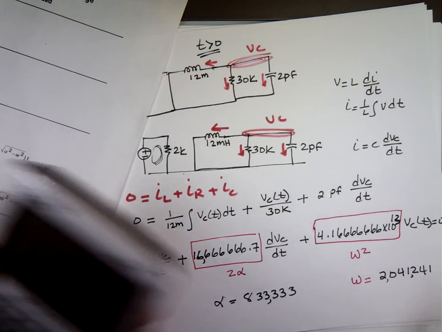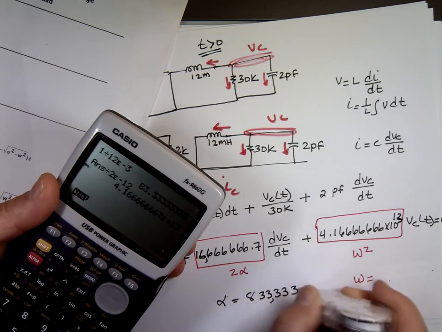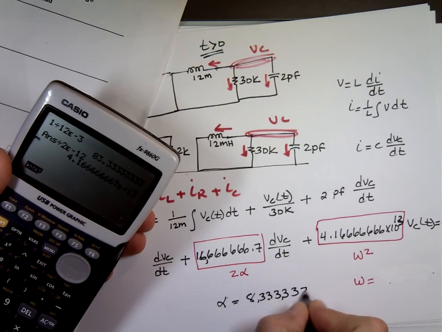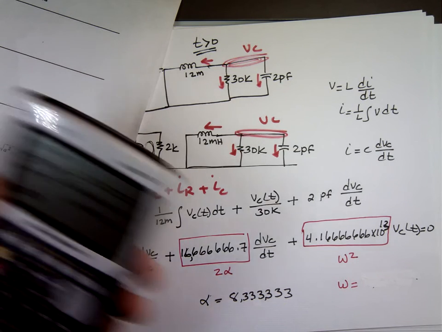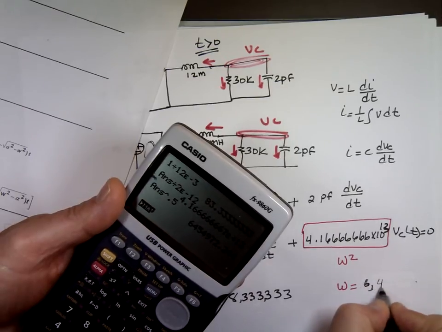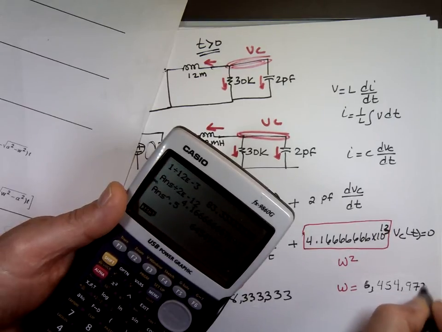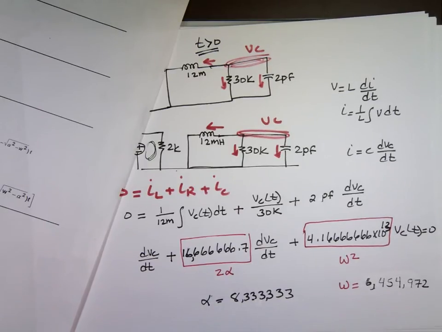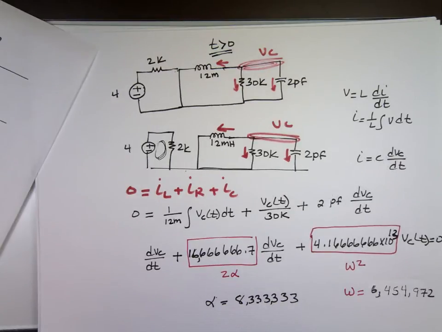So W here, let's look at W. Hate these big numbers. This is 8,333,333. Take the square root of that number: 6,454,972. So definitely alpha is bigger than W here. This is 8 million, that's 6 million. So it's the first equation again. Next time it'll be probably under-damped or critically damped. Today is all over-damped.